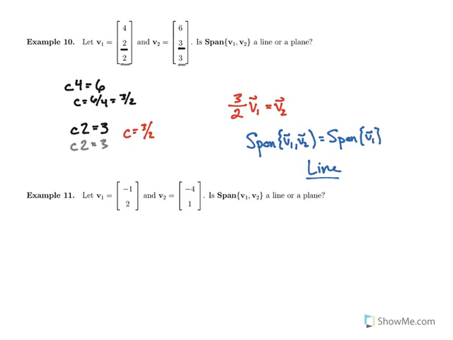Let's do that again. We're in 2 space this time, v1 and v2. Is this span a line or a plane? And the question we're asking is, are those multiples of each other? Well, if they are multiples of each other, that multiple would have to be times 4. To get to -1 to -4, it has to be times 4, but that doesn't work down here. This says that our multiple has to be 1/2. Those don't match up, so therefore this can't be a constant multiple. V1 and v2 are not multiples of each other.